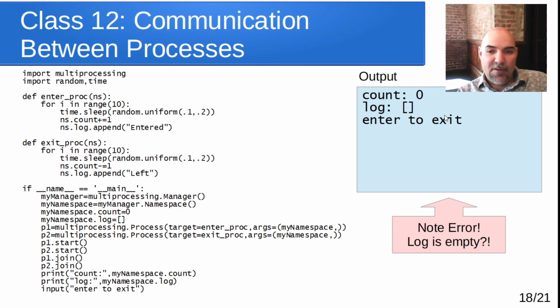So at the end, the count is 0, but something strange happens here. The log ends up being empty, but we've tried to log with namespace.log.append. We've tried to have entered, so we should have seen entered 10 times, left 10 times in there. And again, the synchronization is all handled by the manager for this namespace automatically. So the question here is, why did count end up at 0? That has a value.